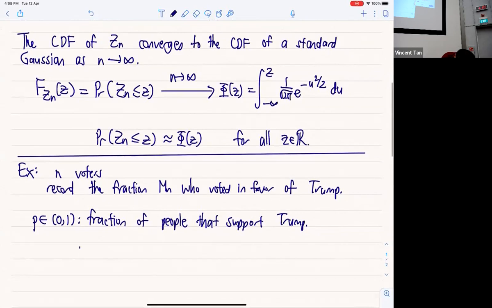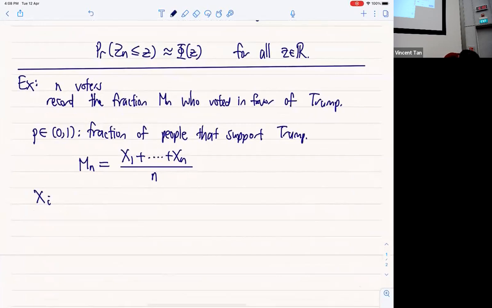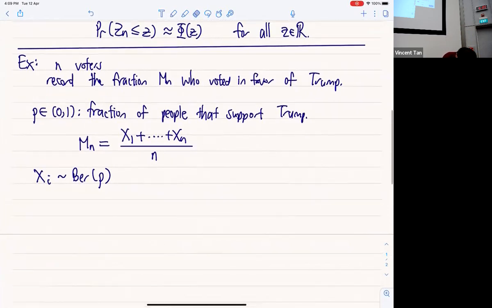So among the 50% of people, you may not get exactly 40% who vote for Donald Trump. That fraction is called the empirical fraction Mn, which is X1 plus dot, dot, dot plus Xn divided by n. Those are the n people who walk into the voting booth, and those who voted for Donald Trump have Xi equal to 1. So we are recording the fraction of people who voted for Donald Trump. We can model each person who walked into the voting booth as Xi, a Bernoulli random variable with probability of success P. Success here means voting for Donald Trump. Here, Mn is called the empirical or the sample proportion.